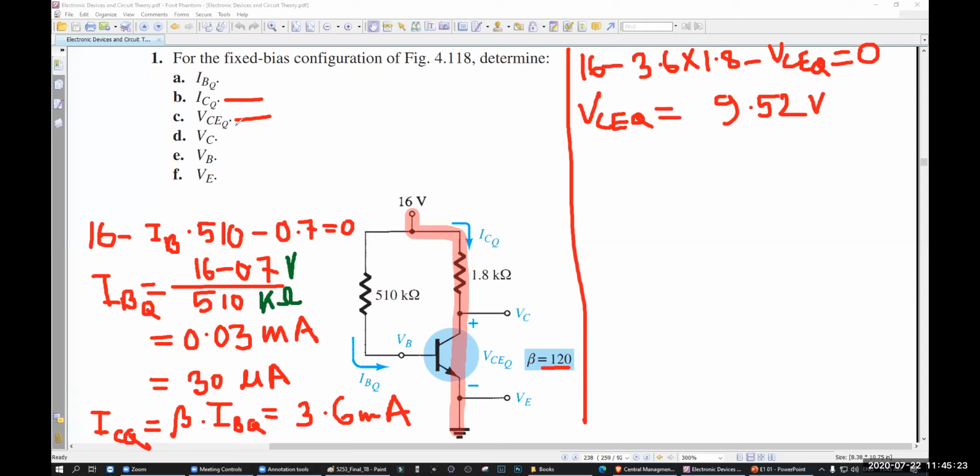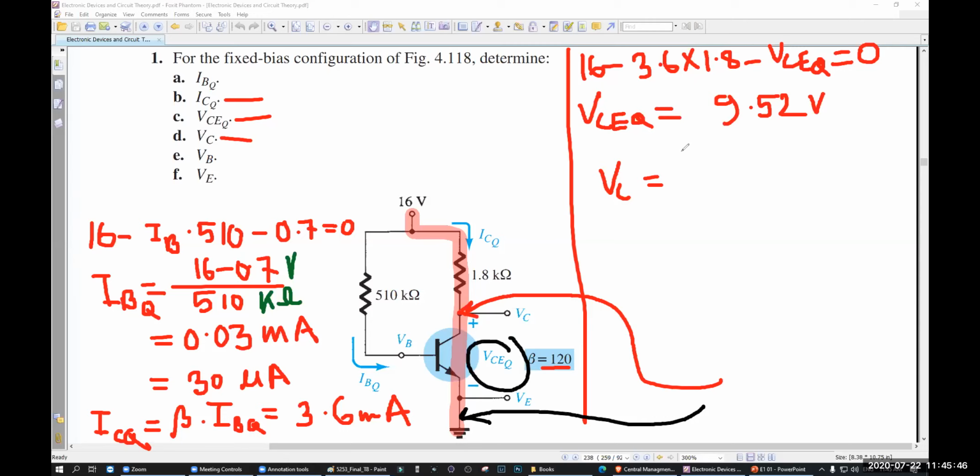Now comes the VC. What is VC? For VC, you need a multimeter. This is the multimeter. The red pin will go here, and the black pin will go to the ground. That means actually what you are measuring now is VCEQ. So we can call it VCEQ, that means 9.52 volt.